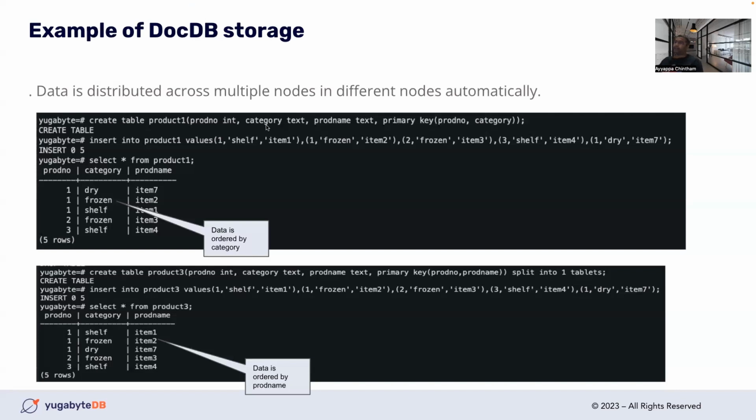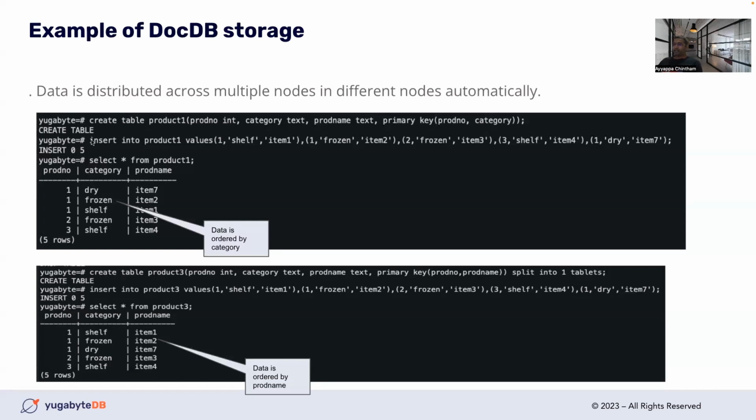So here, for example, I have created two tables. The data is the same: a product number, category, and the product name. In the first table, product one, I'm using a primary key based on the product number and category. And I have created another table, product 3. It has the same number of columns, but uses product number and product name instead as the primary key.